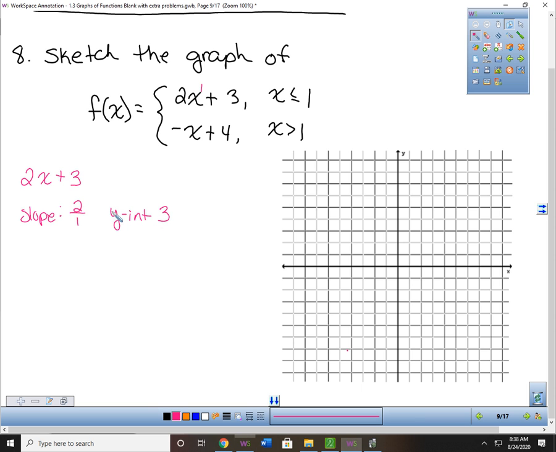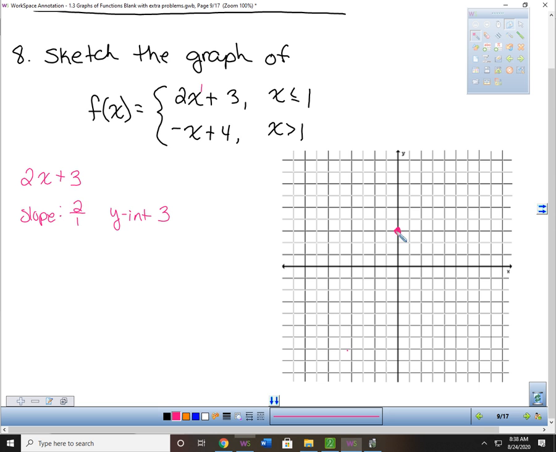Now, this is for all the x values that are less than or equal to 1. So this piece of the graph doesn't go past right here. Are you guys with me on this? It's this way and left. So x values of 1 and less than that. All right, now if I graph this, I start at the y-intercept, which is 3. 1, 2, 3.